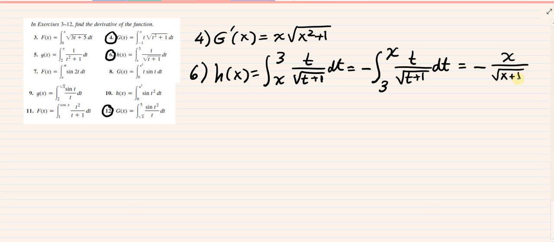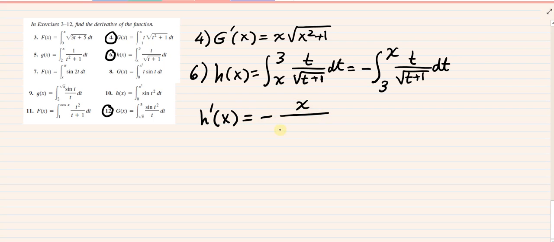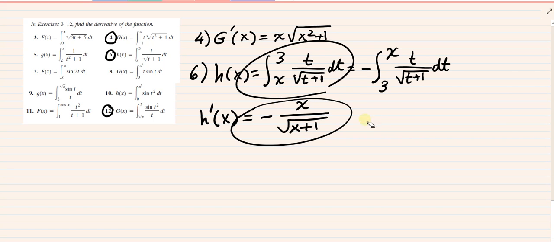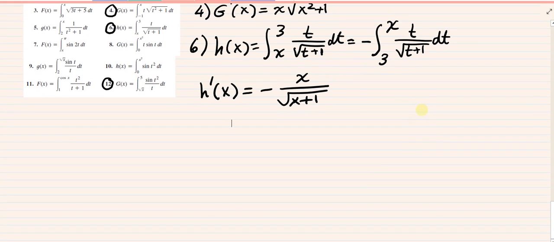So that's again the connection between the area under the curve and the derivative. Here, let me, I did something incorrect, hold on. I just wrote the answer for you. So that's just the integral, and then h prime x, there you go. H prime of x is going to be negative x over square root of x plus 1, there in number 6. And again, that's the connection between the area under the curve and the slope of a tangent line. Okay, that's what part 1 does.